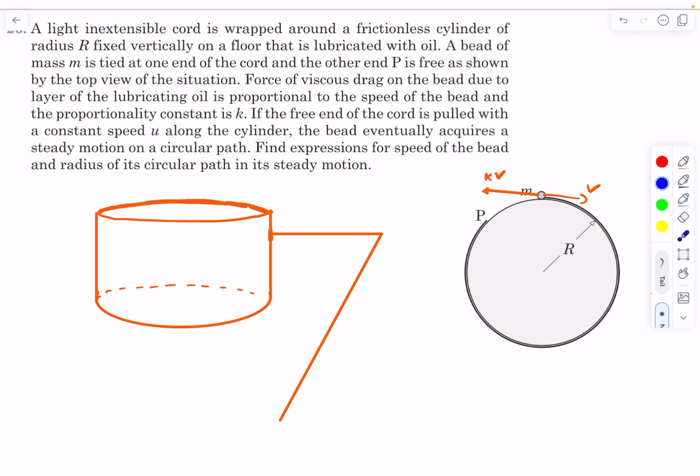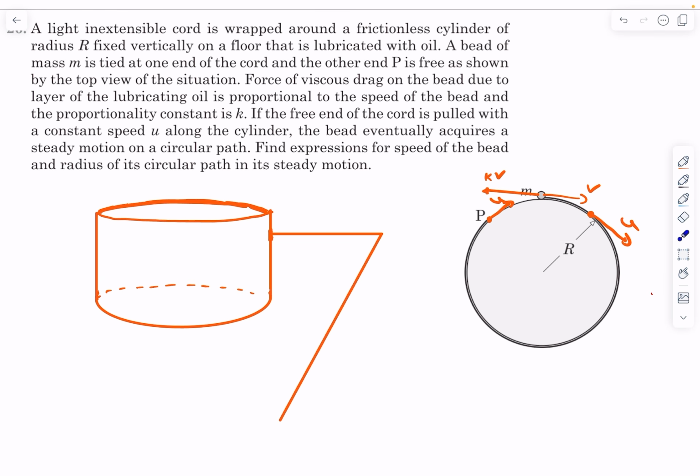Okay, so a lot of words here. So firstly, the free end is pulled at a constant speed u. Okay, so this end is being constantly pulled with the velocity of u and it's along the cylinder. Okay, so this point P is pulled along the cylinder only. So after some time, the point P will be over here and it will be pulled like this only. So once again, the point P is always being pulled along the cylinder and the bead eventually acquires a steady motion on a circular path.